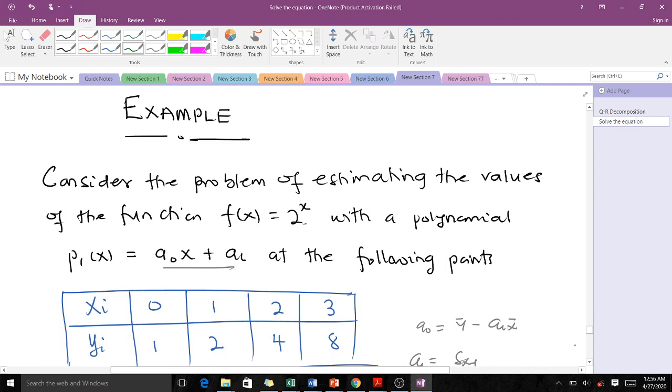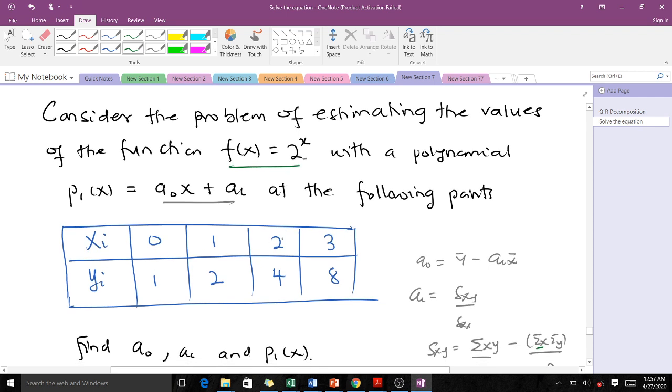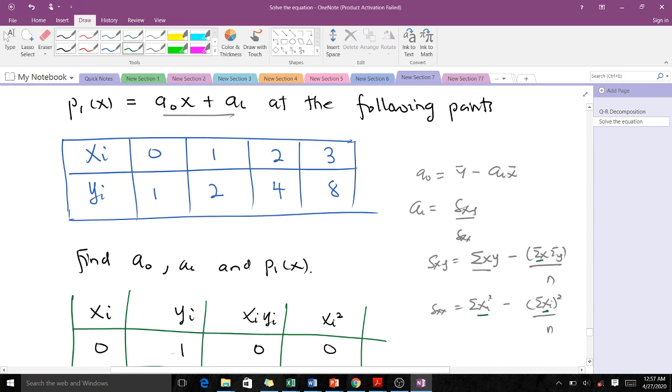So the example says you should consider the problem of estimating the values of the function. So this is an exponential function with a polynomial. So with this particular polynomial at the following points. So we have these points for our x's and this for our y. So you should know that we have 4 points here. So that means that our n is 4. And the next thing for us to do is to find our E1 and E naught so that you'll be able to get this particular polynomial here. So we have to find E naught, E1, and P1 of x.